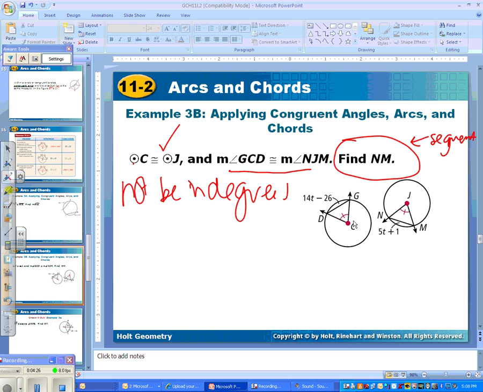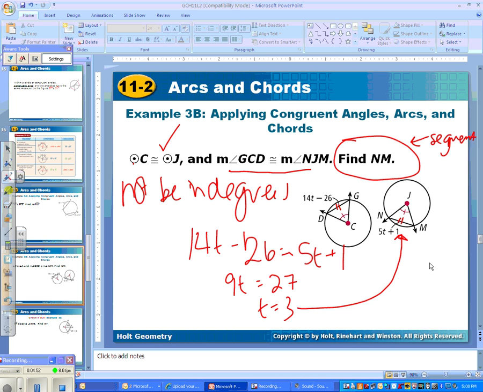Okay, so if we have congruent central angles, that means that these segments are going to be congruent to each other. The arcs will be as well, but we're talking about segments. So all you have to do is say 14t minus 26 equals 5t plus 1 and solve from there. So subtract a 5t, add a 26, and you're going to get 9t equals 27. And then we get t equals 3, and then it says find NM, so the last thing you have to do is plug it back in, and you should get 16, not 16 degrees, 16. This segment is 16.